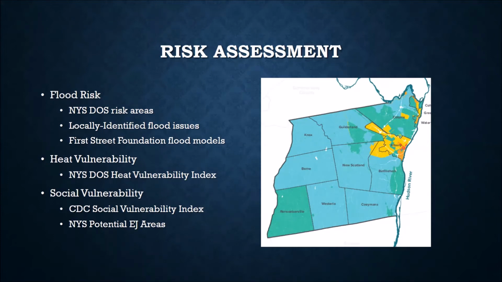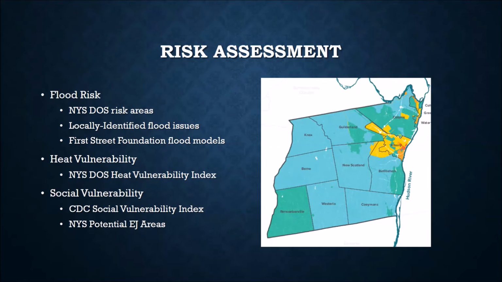And because this is a climate resilience plan, we really wanted a data set that captured more of the future risks associated with flooding. The Department of State has developed risk areas for the ocean coast areas, and they just recently have developed a risk area data set for the tidal Hudson River. So we were referencing that data set to understand future flood risks along the Hudson River, which is really the eastern boundary of Albany County.